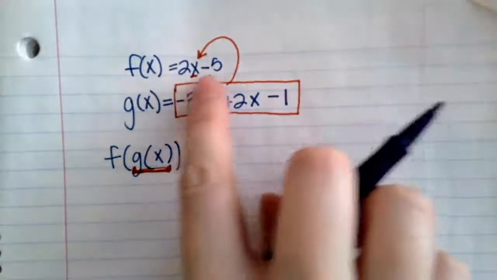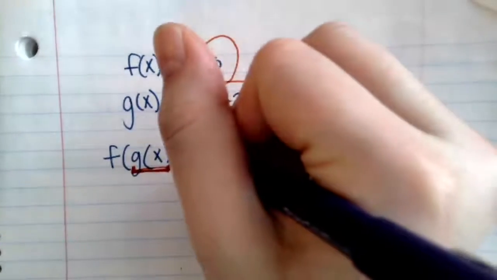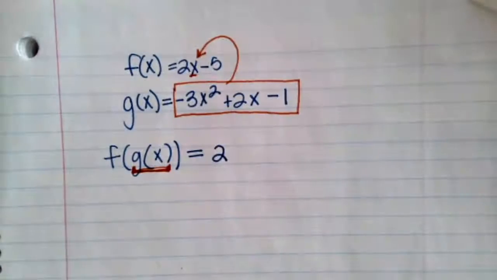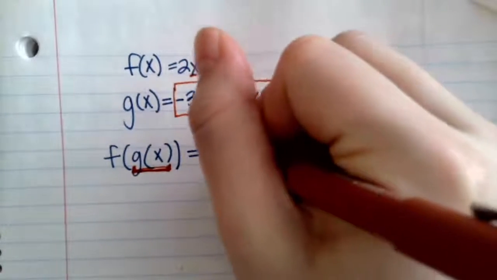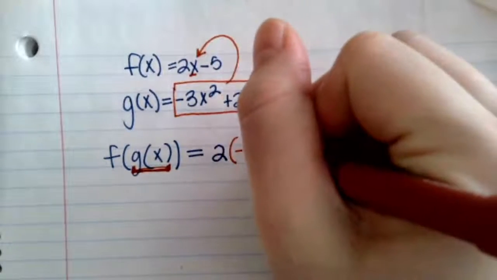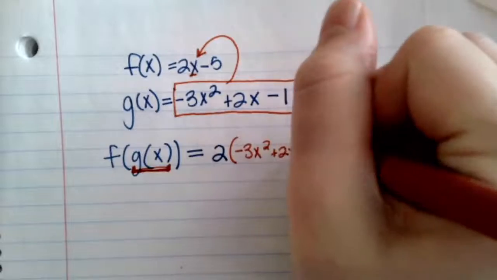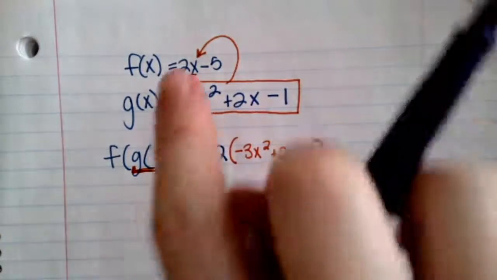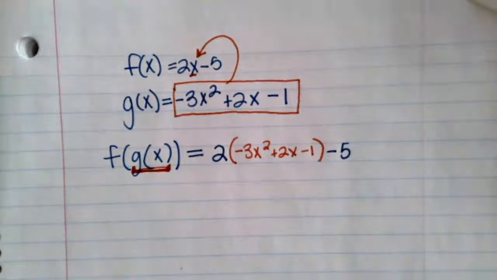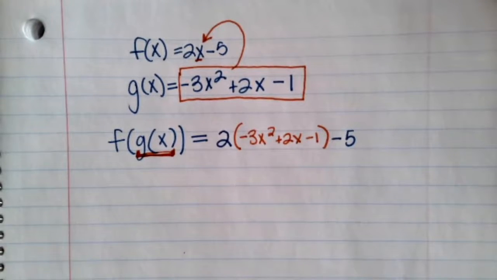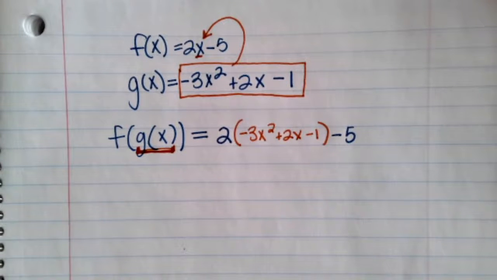And so I'm going to start writing my f of x function. So I start with that 2. And then whenever you see an x, you're going to plug in everything inside your box. So I'm going to plug in this whole function. And then we still have minus 5 at the end. And then you're just going to simplify.